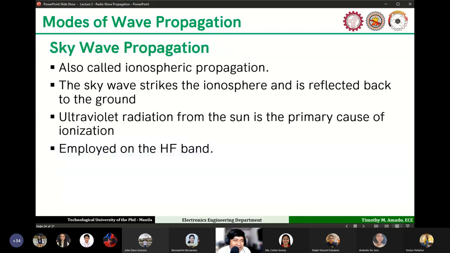Okay. So, let's have this one, guys. So, the Skywave propagation. Ito naman, guys, isang band lang yung ginagamit niya, yung HF band lang. This is also called the ionospheric propagation.